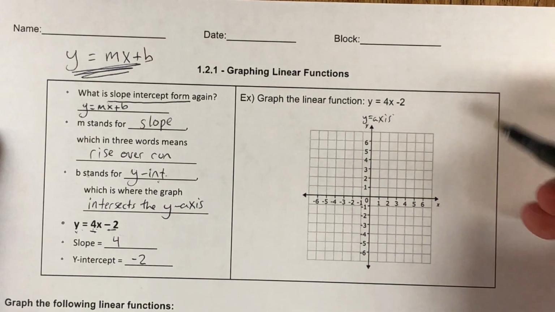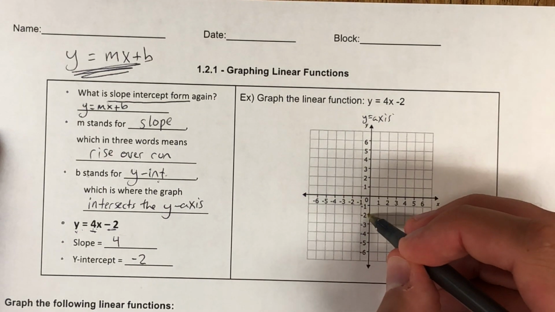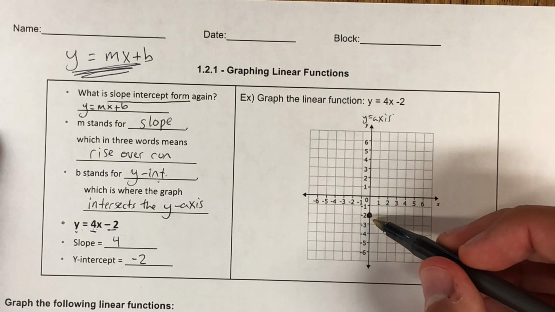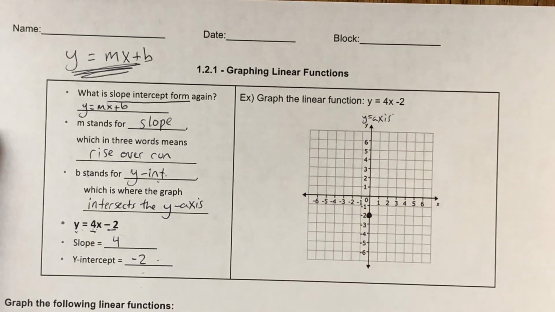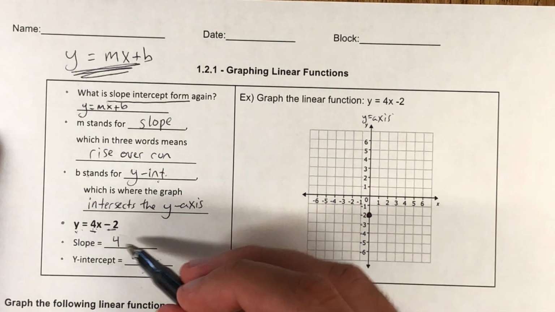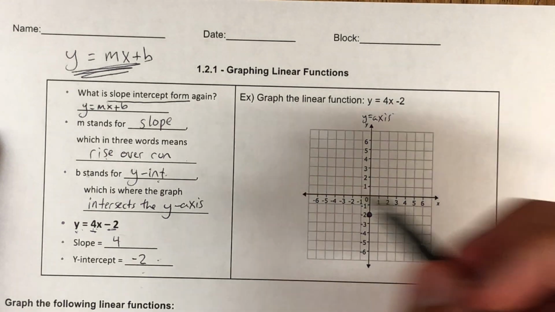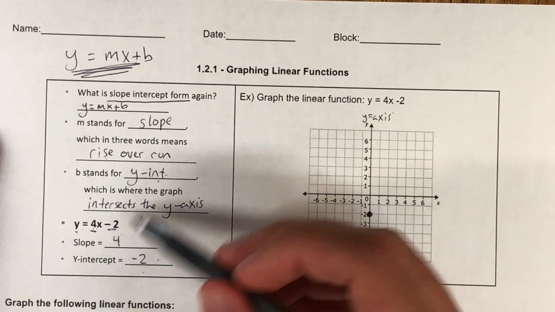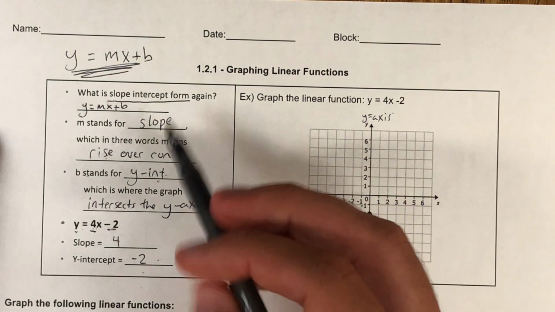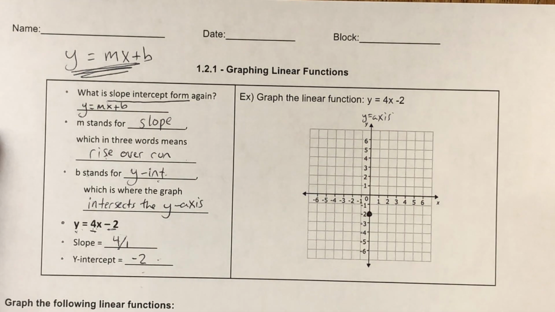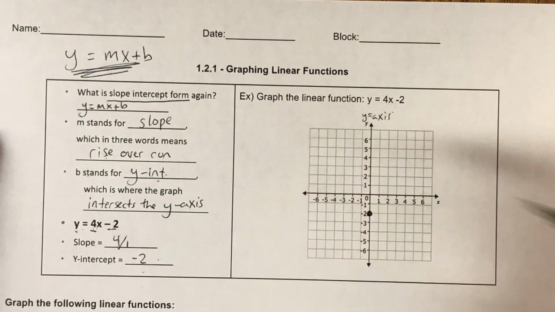So with our coordinate plane, we have a y-intercept at negative 2. So that means we have a point at negative 2 on the y-axis. So always start with graphing the y-intercept. Next, we have a slope of 4, and slope, remember, means rise over run. So we only have one number. We need a rise and a run. If it's just a whole number, it's the same thing as saying 4 over 1. So our rise is 4, our run is 1.